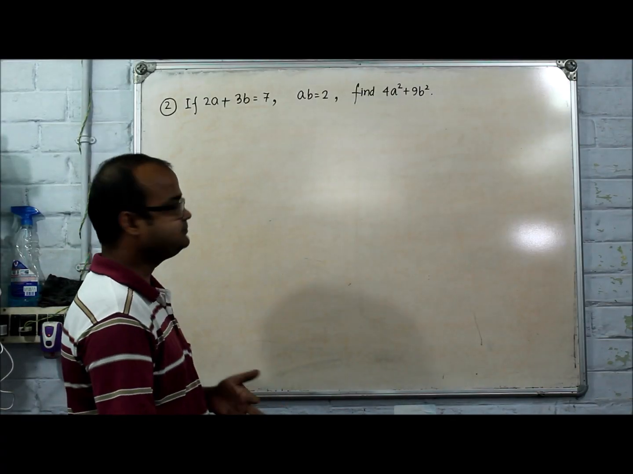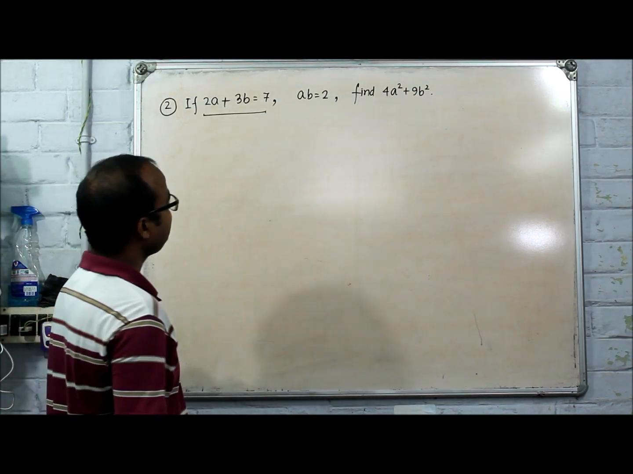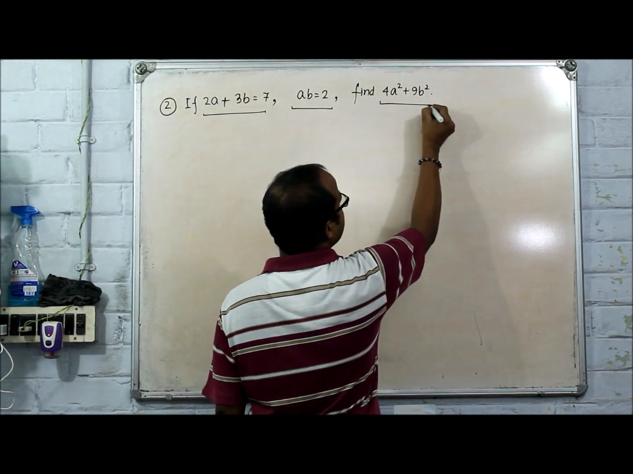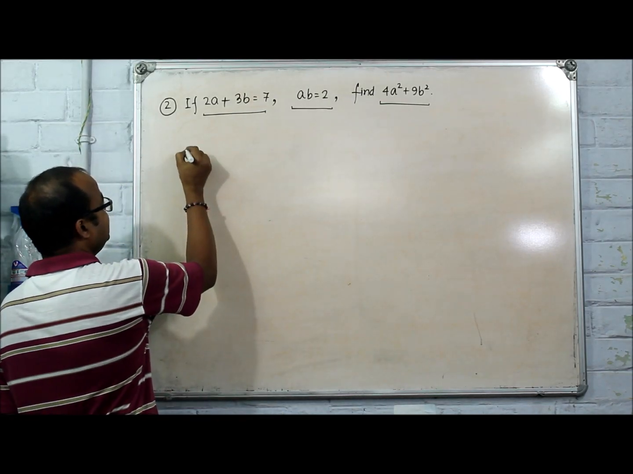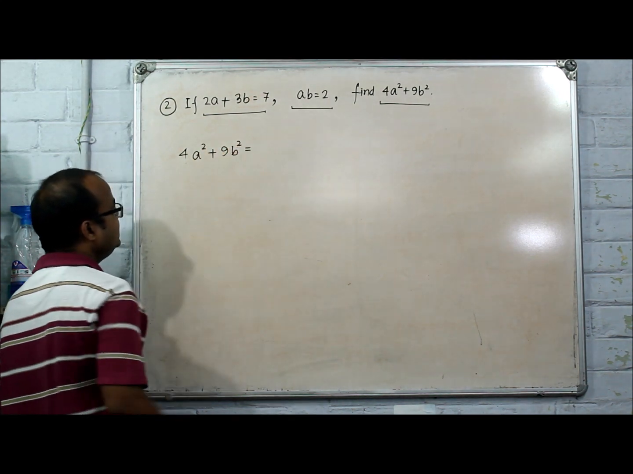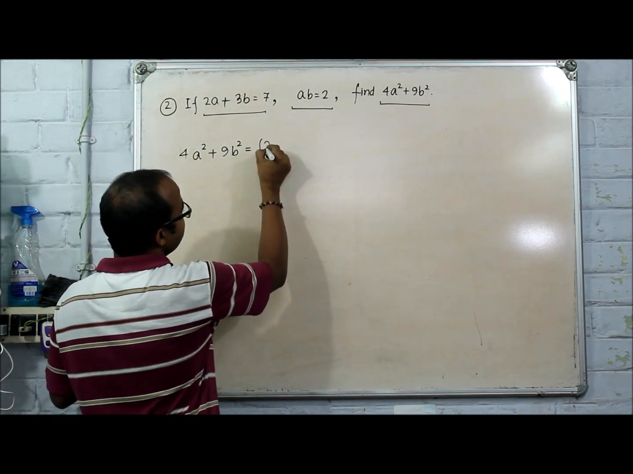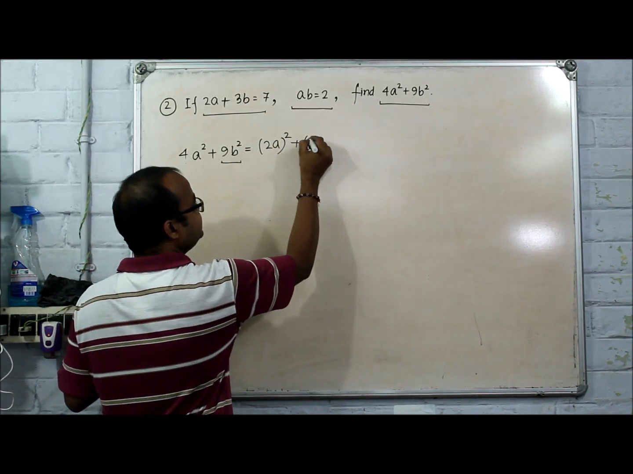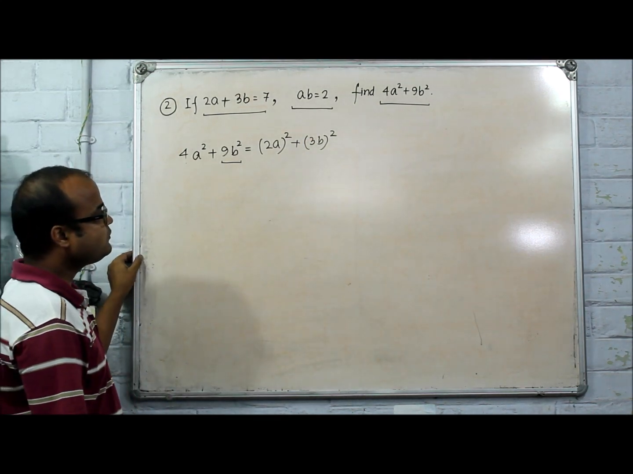Moving into the next problem, it is given that if 2a plus 3b is equal to 7 and ab is equal to 2, we have to find out 4a square plus 9b square. So now say 4a square plus 9b square. 4a square is a perfect square of 2a. 9b square can be written as square of 3b. Clear?